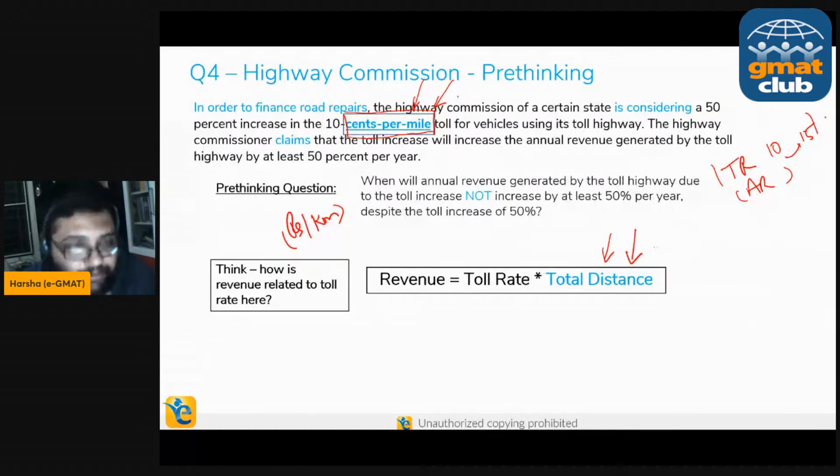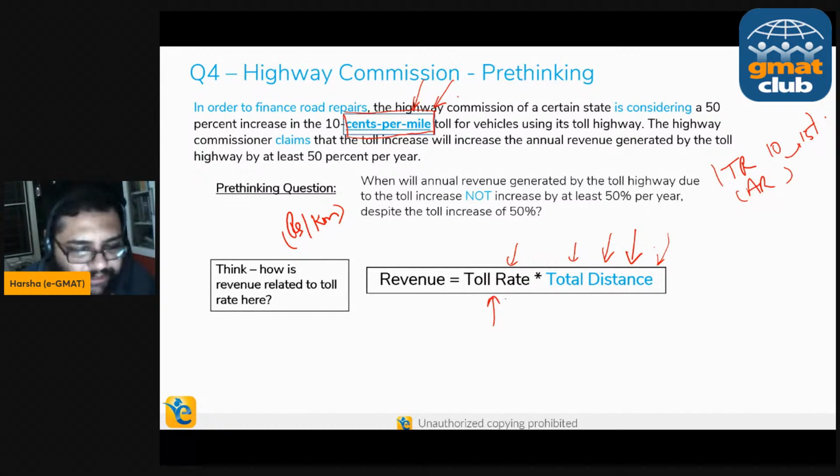And this is, in fact, in this particular question, the only assumption possible. There is no other assumption that works for this question. I don't think it's possible to find any other assumption. This is the assumption. End of the day, with the annual revenue we are talking about, it's based on toll rate and it's based on distance. The logic of the argument is very simple.